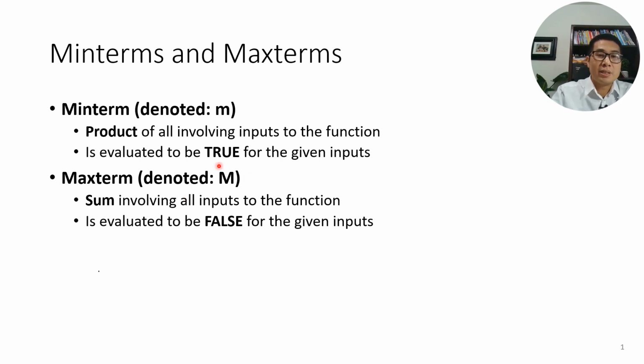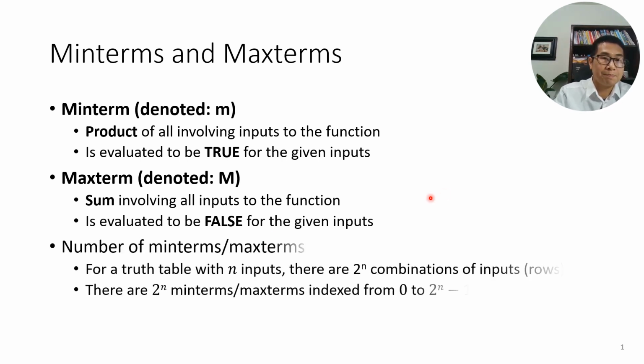It's denoted with a capital M, and instead of products, it's the sum, or OR operators, involving all the inputs. Again, if y equals a, b, c something, A has to appear in this expression, B has to appear in this expression, and C has to appear in this expression. All of them have to appear there. But whether A appears in its form or its negative form, and so on for B and C, depends on how they add up to produce a false result. That one is called the max term.